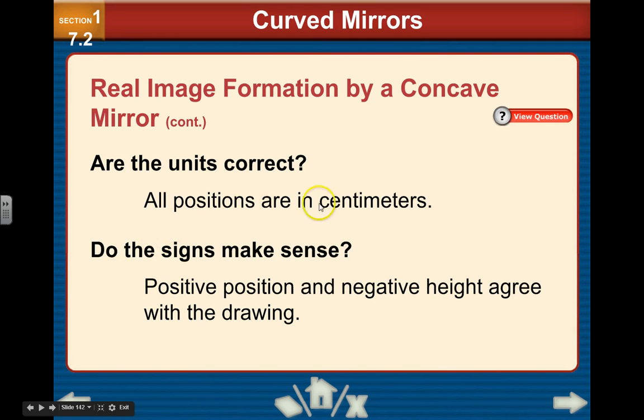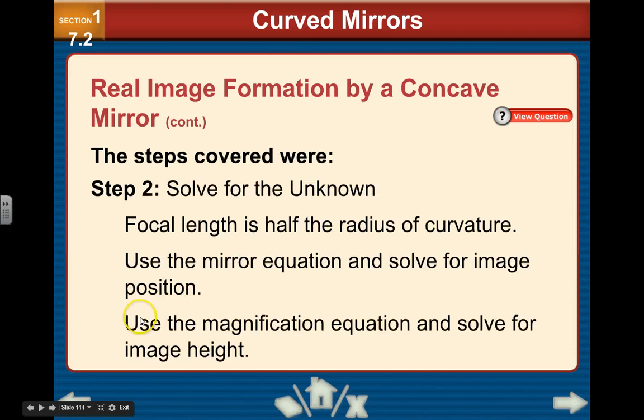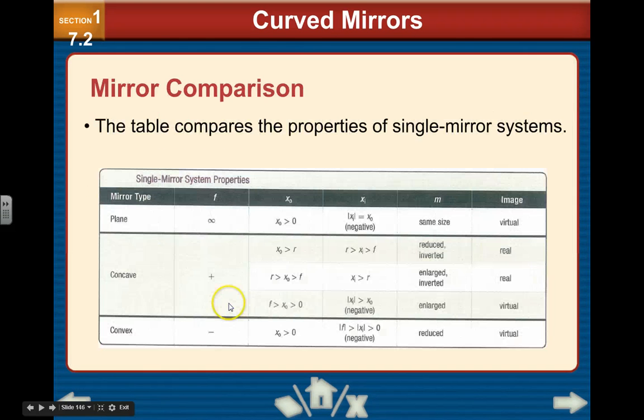So the positions, the centimeters, that's good. Position is negative. If we have a negative height, basically it's below the parallel axis, so that's good. Looks like everything lines up.